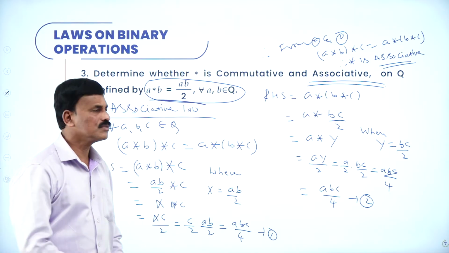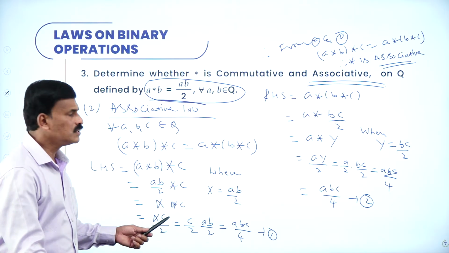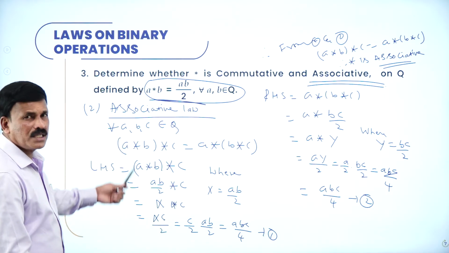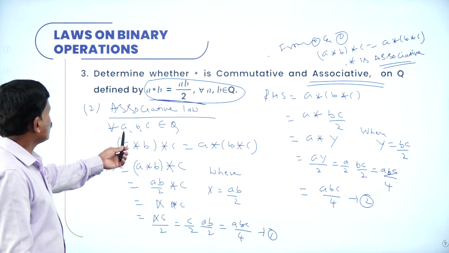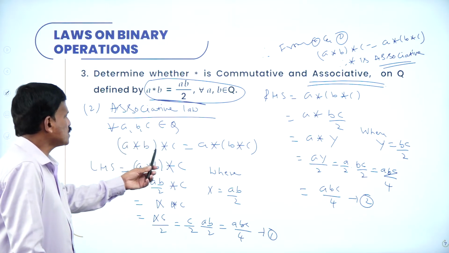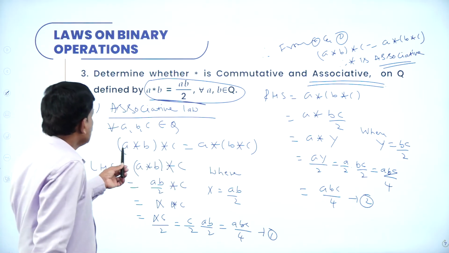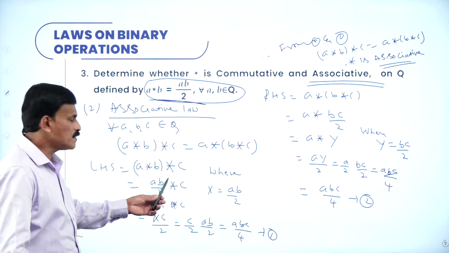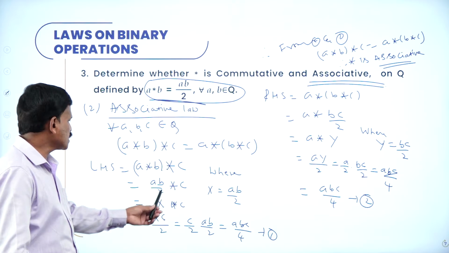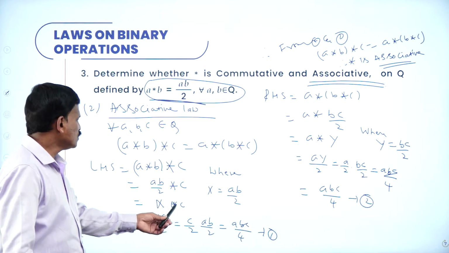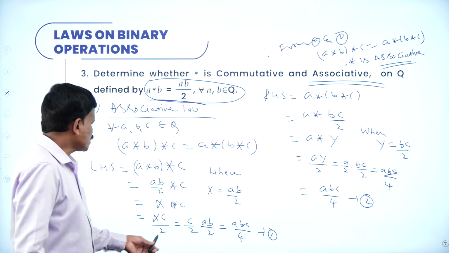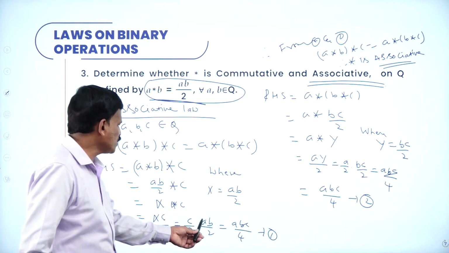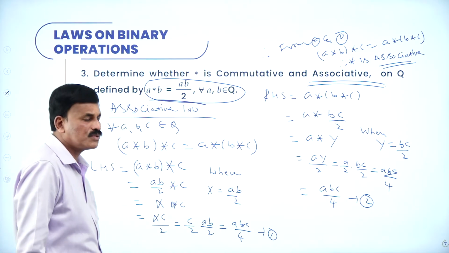Star is associative. So, see here, very important concept. For all types of problems, the method is one and the same. What is the associative property? For all A, B, C belongs to Q, (A star B) star C is equal to A star (B star C). Let us take the LHS, (A star B) star C. What is A star B? AB by 2 star C. Consider this as X. X star C is equal to XC divided by 2. Substitute the value of X, AB by 2. So multiplying, we get ABC divided by 4 on the left hand side.